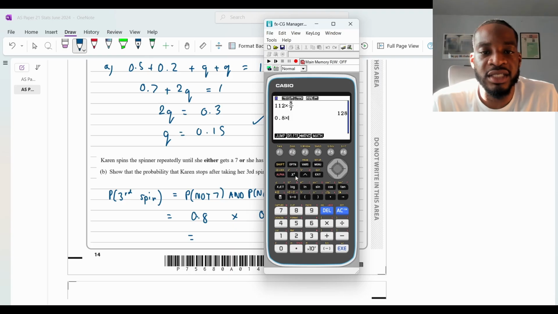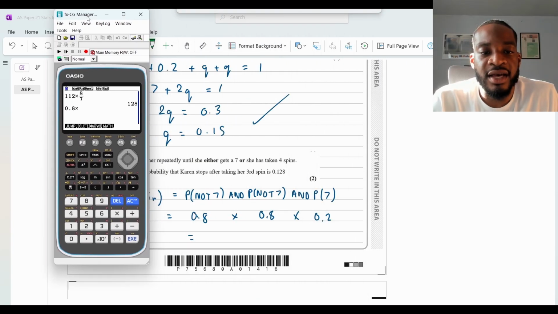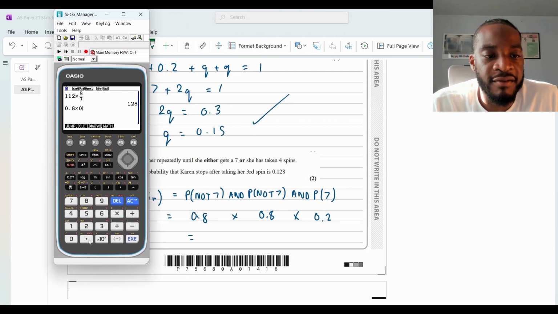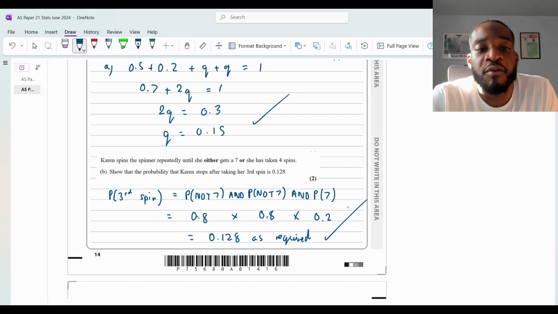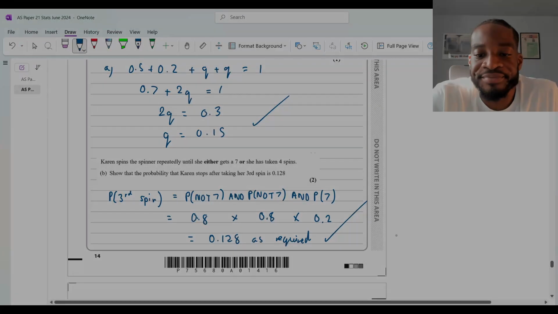So let's get the calculator out and put this in. So doing that, it's going to be 0.8 times another 0.8 times 0.2. And this is equal to 0.128. 0.128 as required. And that is it for part B. Let's go into part C now.